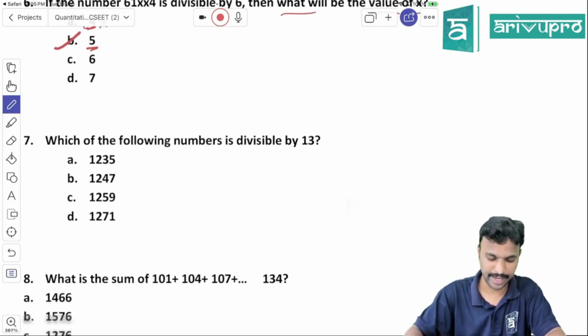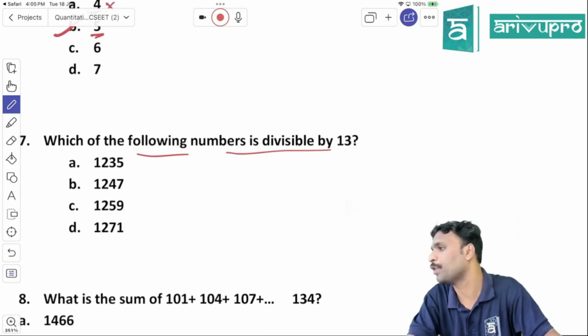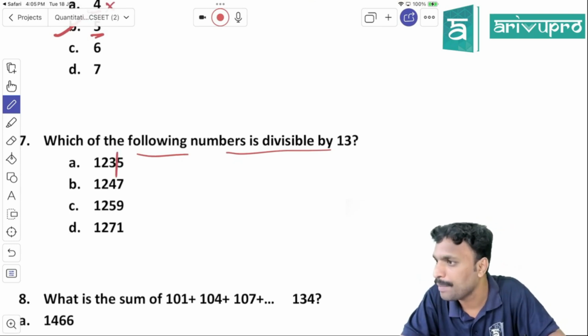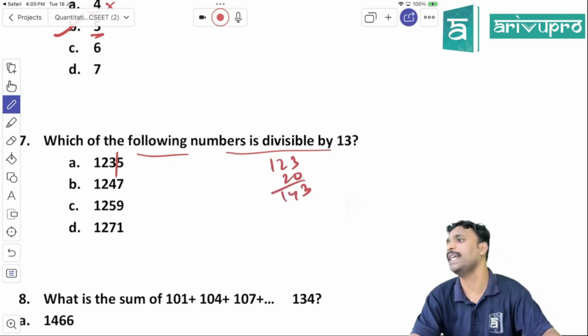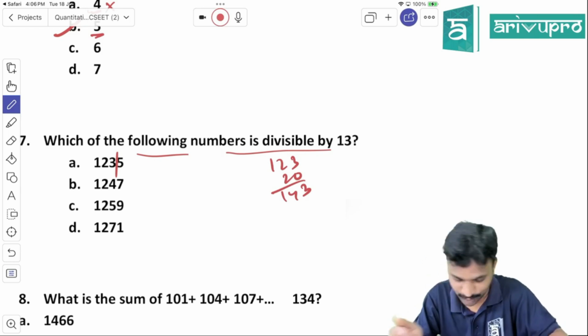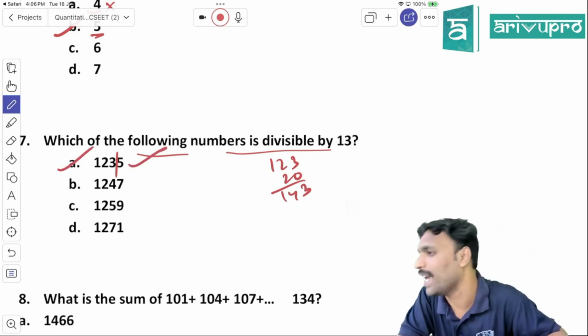Purida? Next, which of the following numbers is divisible by 13? What to do for 13? Take the last number, multiply by 4, becomes what? 20. 123 plus 20 becomes what? 143. Is 143 divisible by 13? 13 tens are 130, 13 elevens are 130 plus 13, how much? 143. So 143, is it divisible by 13? Yes. Therefore, option A is the answer.